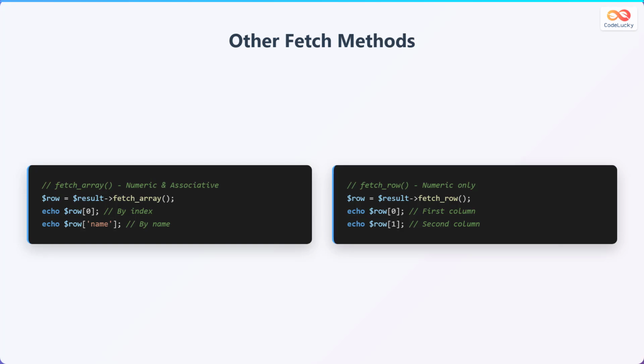Besides fetch_assoc, there are other fetch methods available in PHP for retrieving data from a result set. Let's explore two of them: fetch_array and fetch_row. The fetch_array method fetches the result row as both a numeric and associative array. This means you can access the column values either by their index or by their name. The fetch_row method, on the other hand, fetches the result row as a numerically indexed array. With this method, you can only access the column values by their index.